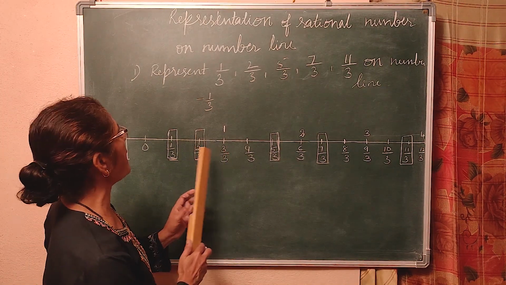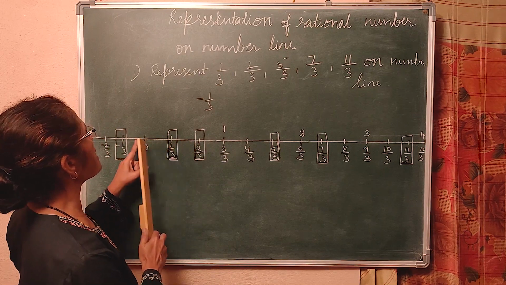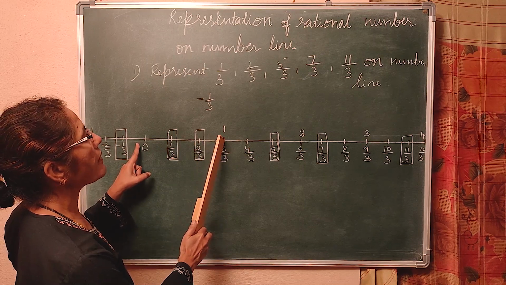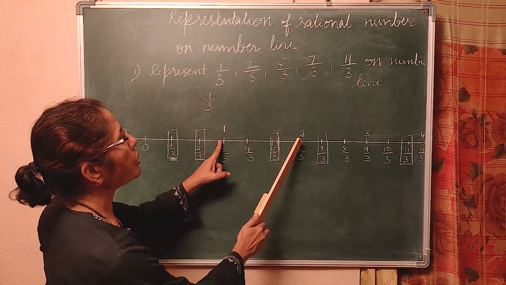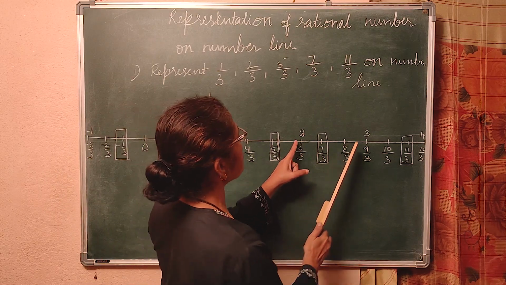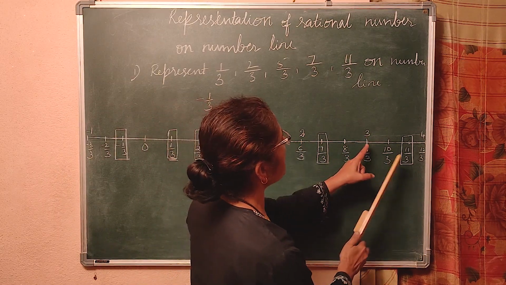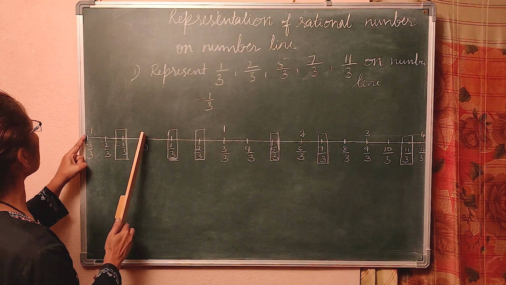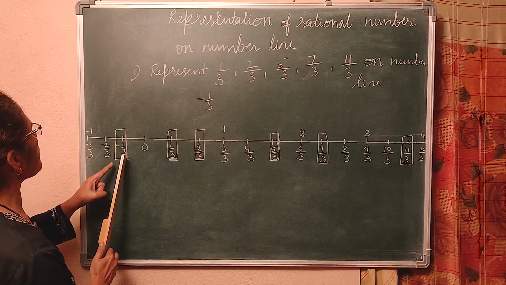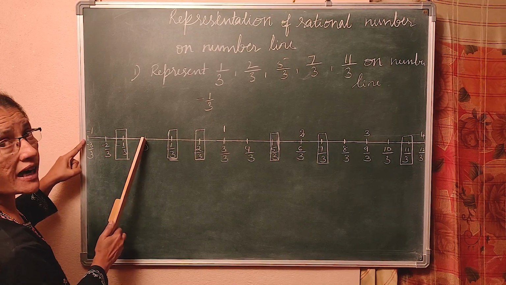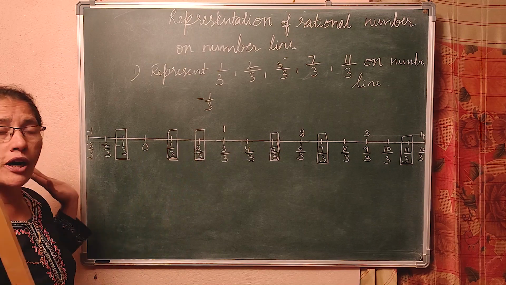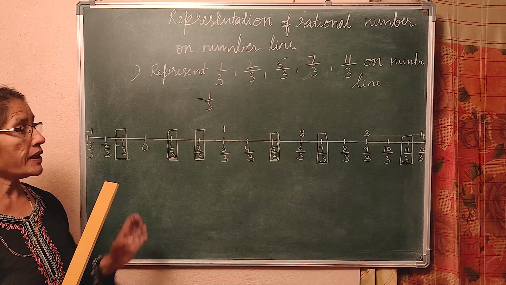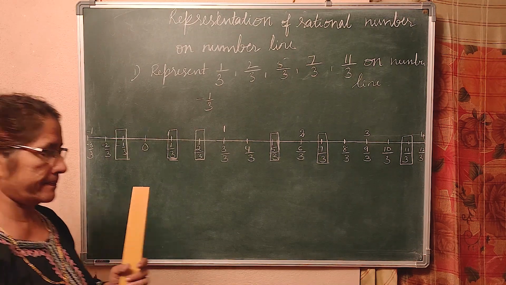So 1 by 3 is in between 0 and 1. 2 by 3 is in between 0 and 1. 5 by 3 is in between 1 and 2. 8 by 3 is in between 2 and 3. 10 by 3 is in between 3 and 4. Minus 2 by 3 is in between 0 and minus 1. Minus 1 by 3 is in between 0 and minus 1. Did you all understand? That is what you have to understand in the number line very clearly. Is it clear? Let me do the second one.